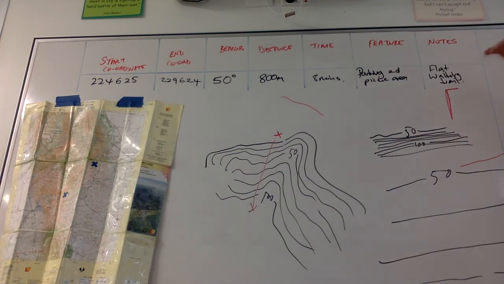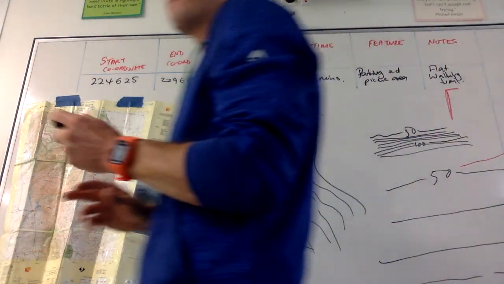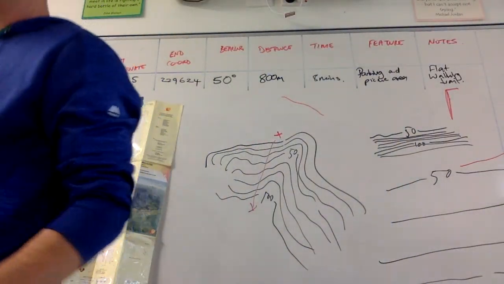So that's the whole point of our route card. It's designed to ensure we don't get lost. Does that make some sort of sense? Beautiful. Because that's where we're going to get started today.